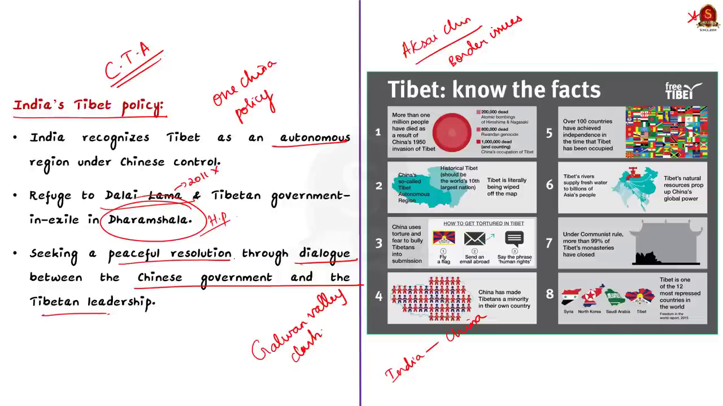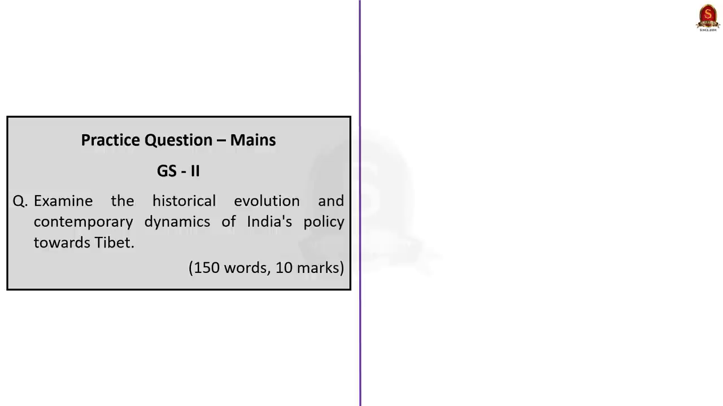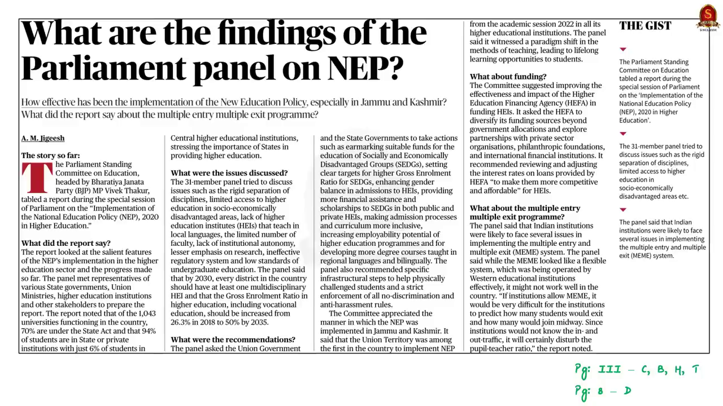So this is all about this discussion. Now let us move to the next topic. Look at this news article. Recently, the Parliament Standing Committee on Education submitted a report called Implementation of National Education Policy 2020 in Higher Education. This report was submitted in Parliament recently. It analyzed salient features of the National Education Policy in Higher Education and the progress made in achieving the objectives.